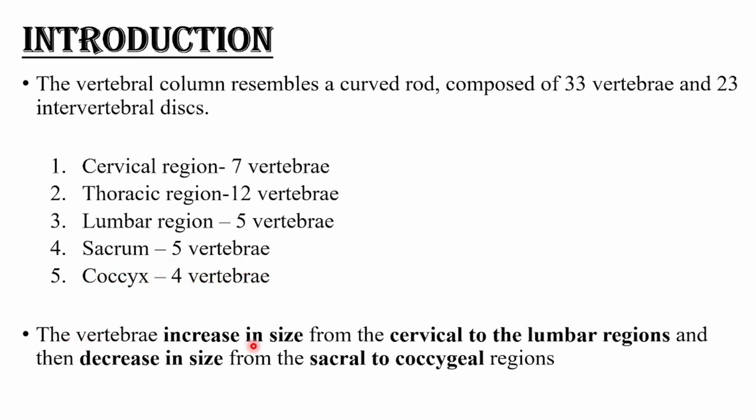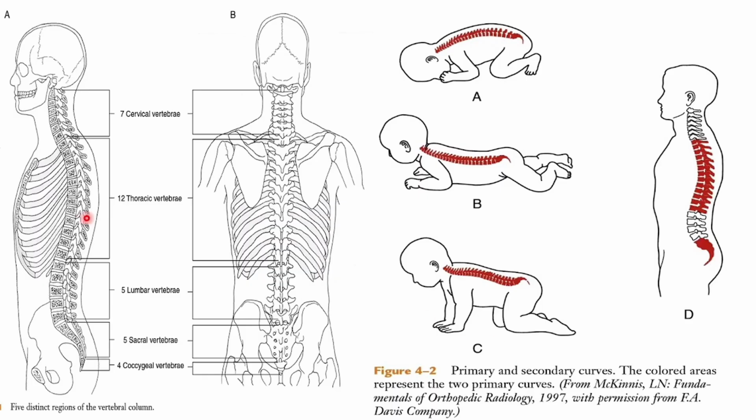The vertebrae increase in size from the cervical region to the lumbar region, and then decrease in size from the sacral region to the coccygeal region. This means that higher compressive load or compressive stress will be over the lumbar region because of the increased size of the vertebral bodies as well as the intervertebral discs. So these are the different regions of the vertebral column.